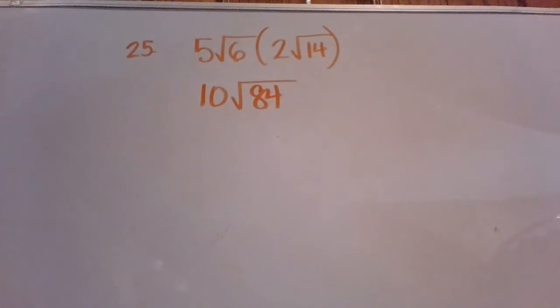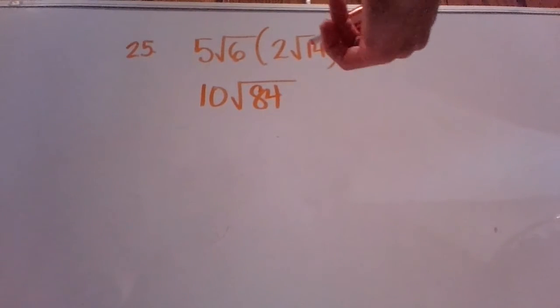So now I got to think what can go into 84. Let's see if 16 can go into 84. 84 divided by 16. No, it can't. Let's think of our perfect squares. So 6, let's see if 36, 84 divided by 36. No, it can't. Let's just try 4. 84 divided by 4 is 21. And 21 isn't a perfect square, so we can use that one.